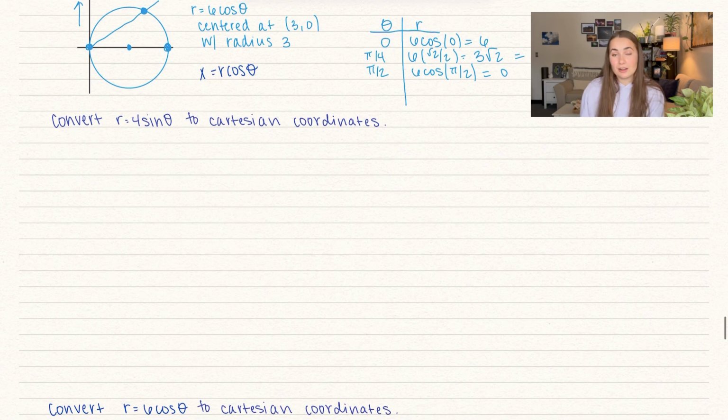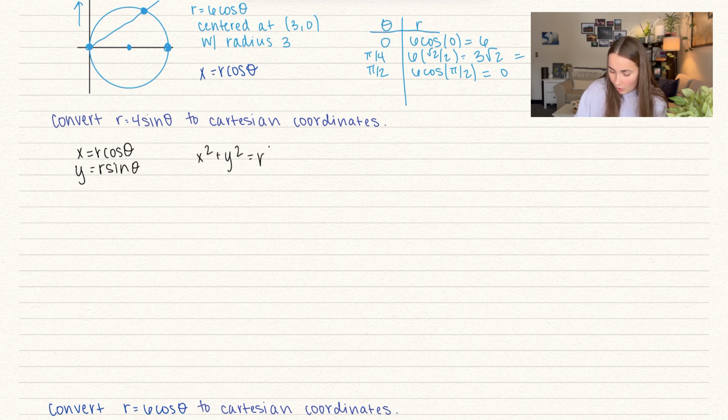So now for the final couple examples, we're going to go ahead and do some conversions. Here we want to convert r equals 4 sine of theta to Cartesian coordinates, right? So let's go ahead and talk about what we already know. We know that x is equal to r cosine of theta. We know that y is equal to r sine of theta. And we also know that x squared plus y squared is equal to r squared.